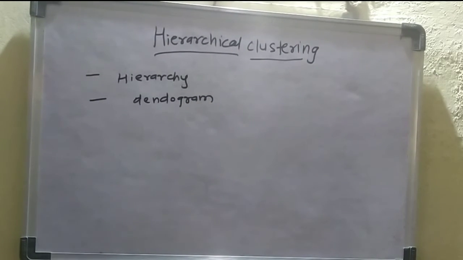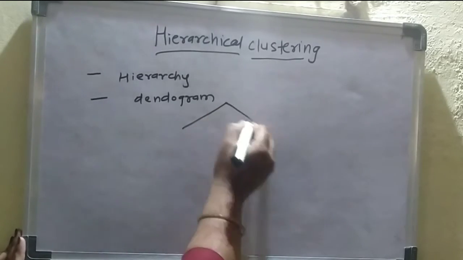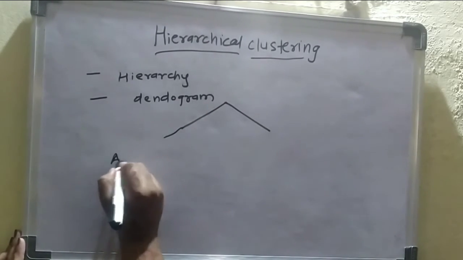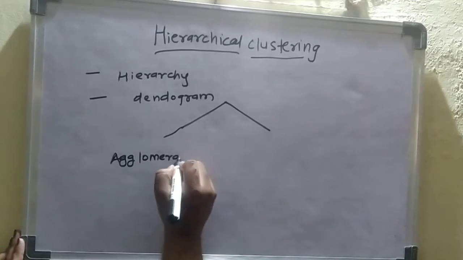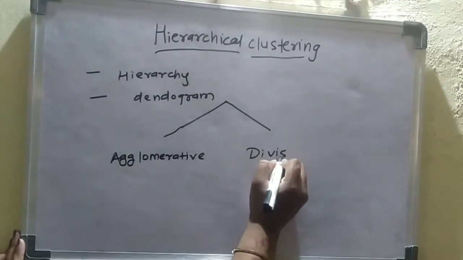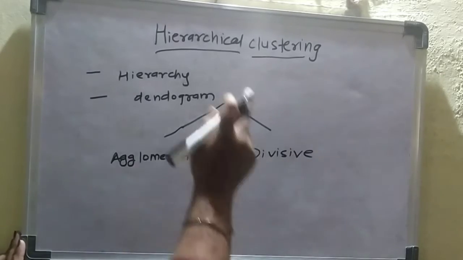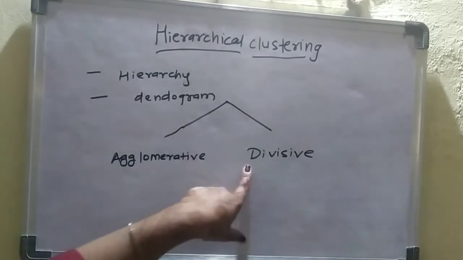There are generally two types. This is categorized into two types. The first type is known as agglomerative clustering. And next is the divisive. These are the two types of clustering that fall into the category of hierarchical clustering. First is agglomerative and next one is divisive clustering.